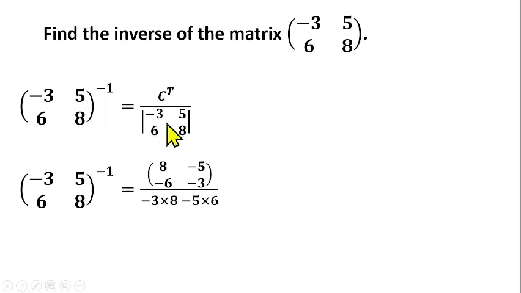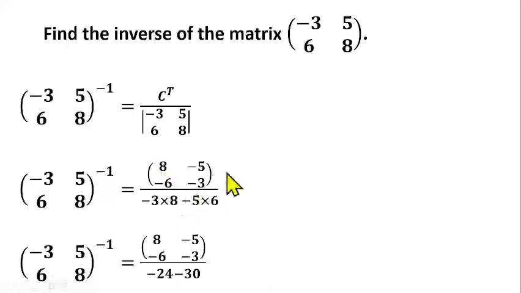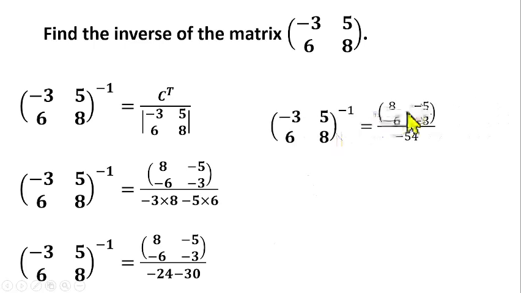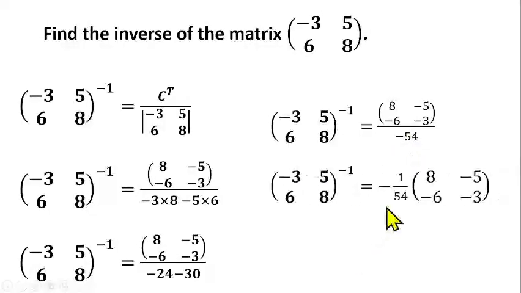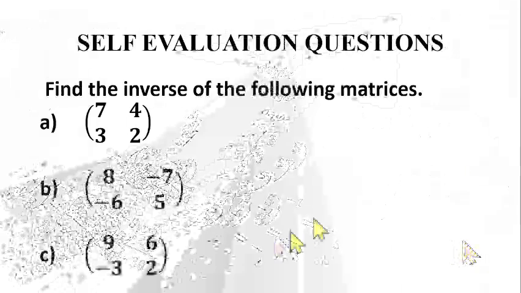Then you now find the determinant for the denominator. So you cross multiply, you have minus 3 times 8, which is this, minus 5 times 6, which is this. And if you simplify that further, this will give us minus 27, so minus 24, then minus 30. So that should give us the cofactor transpose over minus 54, which can be written as minus 1 over 54 multiplied by this. So that is the inverse of that matrix.